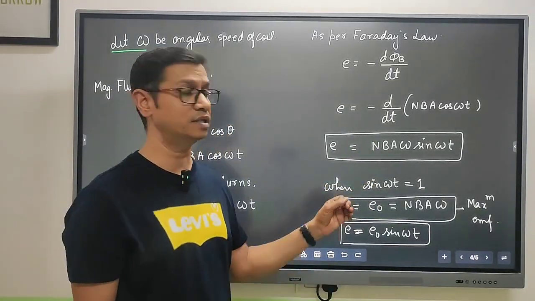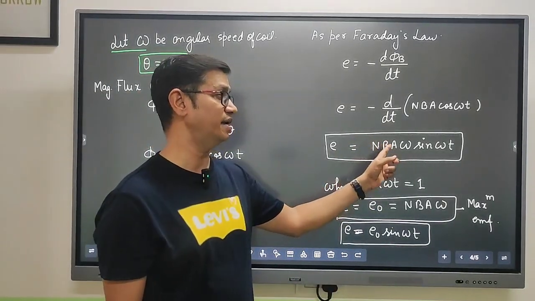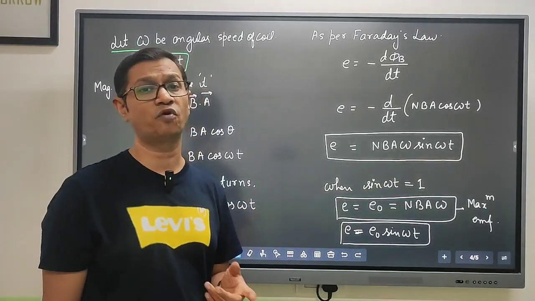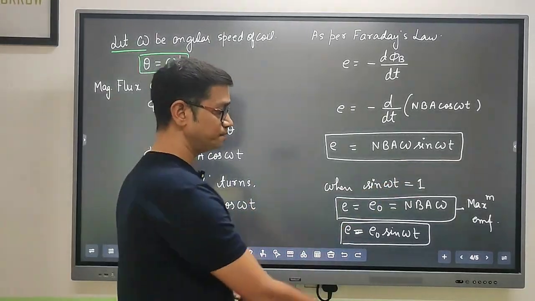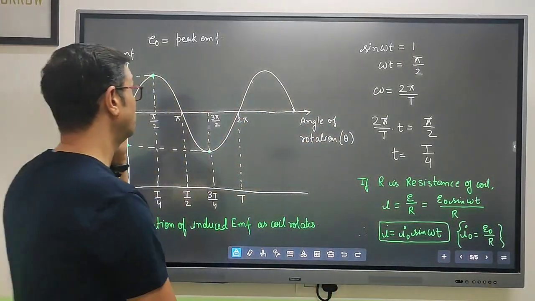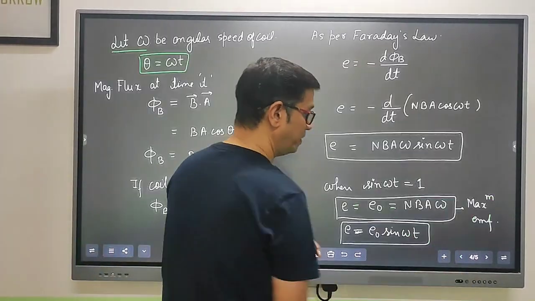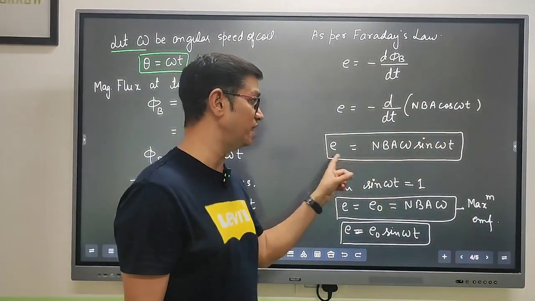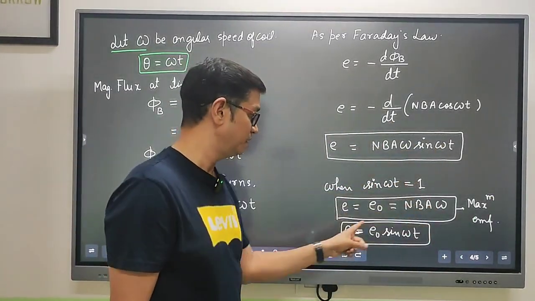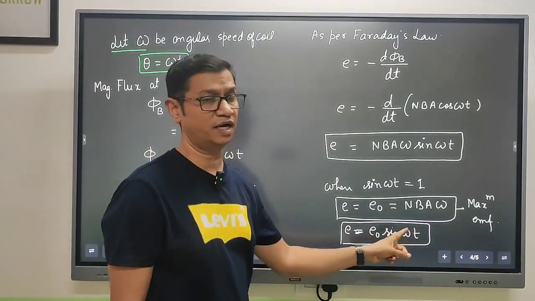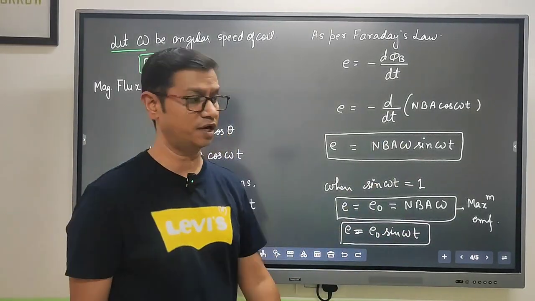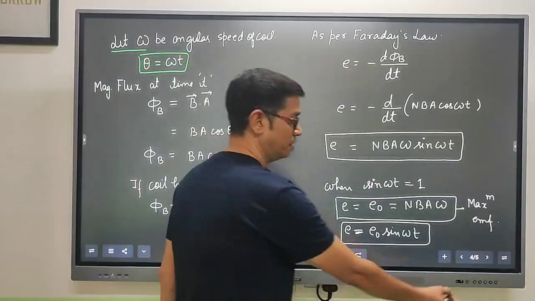Not many numericals come on this. They'll give you N, magnetic field, area, and omega. They'll simply ask you what is the peak EMF, right? So for the expression for the EMF, you have to reach till this point: E is equal to E naught sin omega t, and write E naught is NBA omega.